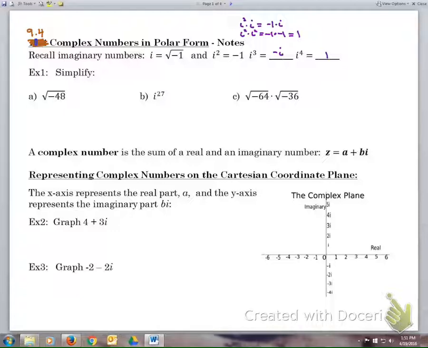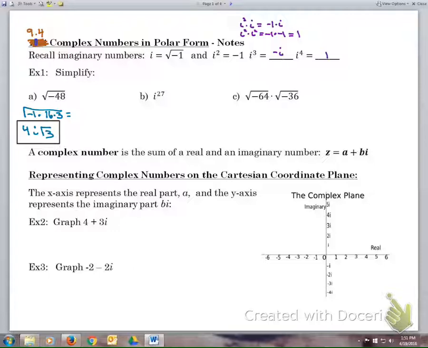You cannot leave an answer with i to any power larger than 1, and you can't leave a negative in a square root. So if you're looking at example 1a and you're simplifying those, you want to factor out the negative 1 and factor out the 16 and 3 so we can simplify the radical. And then the square root of 16 we know is 4. And then, as we were reminded, the square root of negative 1 is i. So your answer is 4i root 3.